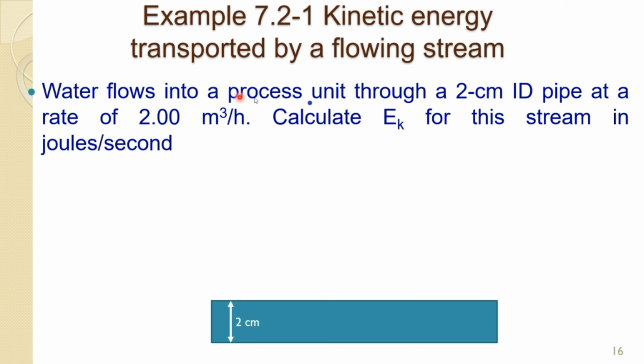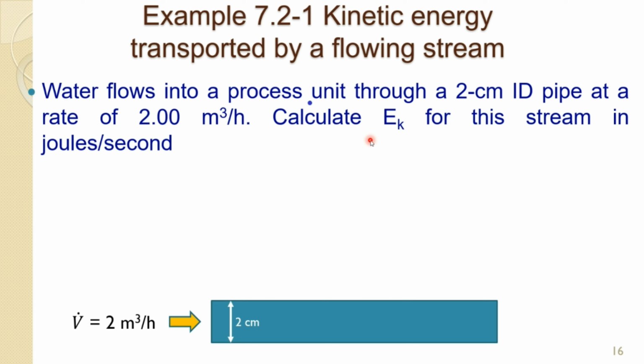So the water flows into a process unit through a 2 centimeter ID, which stands for inner diameter. Inner diameter means the inner diameter of this pipe is 2 centimeter, at a rate of 2.00 cubic meter per hour. So the water will flow in at 2 cubic meter per hour, and come out, of course, at 2 cubic meter per hour, right? And I want you to calculate the kinetic energy for these streams in joule per second. Can you do that for me? Joule per second means what? This is the SI system.